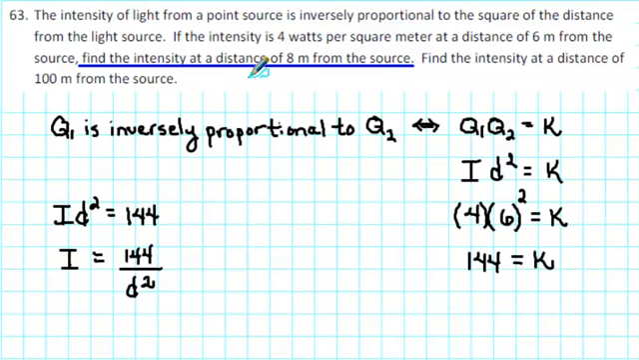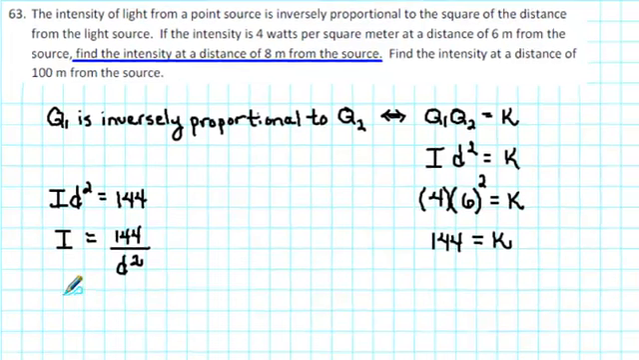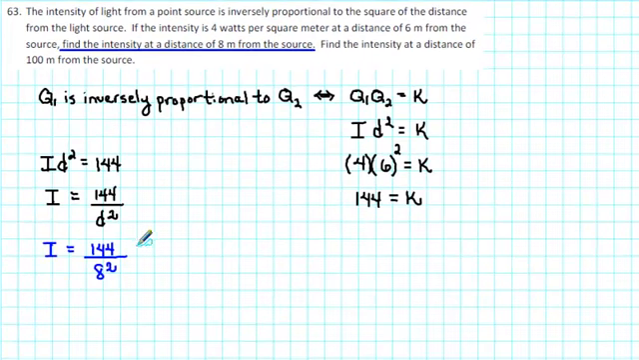So now we're ready to find the intensity at a distance of 8 meters from the source. We just substitute 8 for D into our formula. We get 144 divided by 8 squared, and 144 divided by 64 is equal to 2.25. So the intensity at a distance of 8 meters from the source is 2.25 watts per square meter.